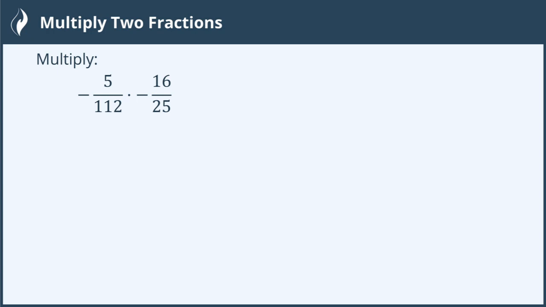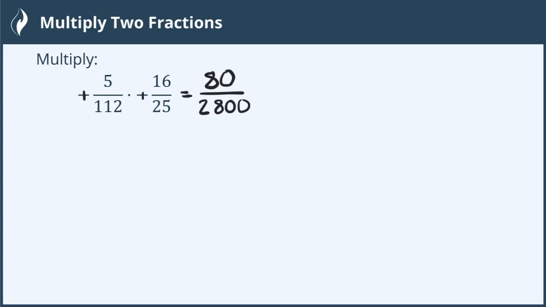So I have a negative 5 times negative 16, and that gives me a positive 80. A negative times a negative is positive. Then I have 112 times 25. This gives me 2,800. Now, I do want to simplify this to make sure that I have the smallest fraction that is simplified, of this 80 over 2,800.